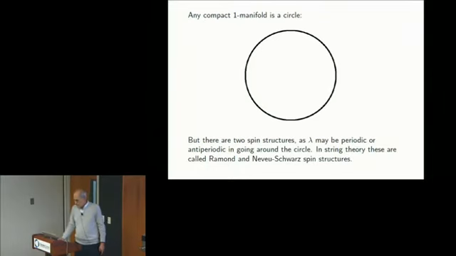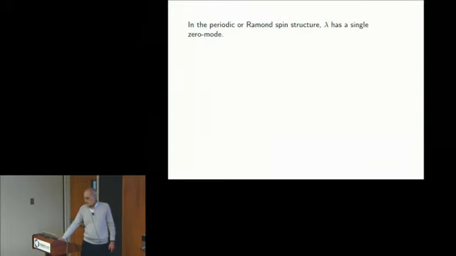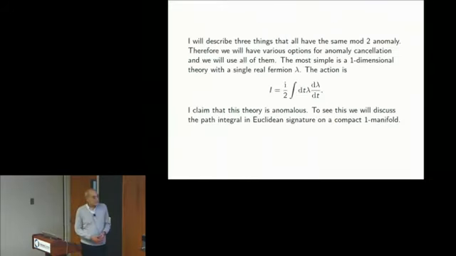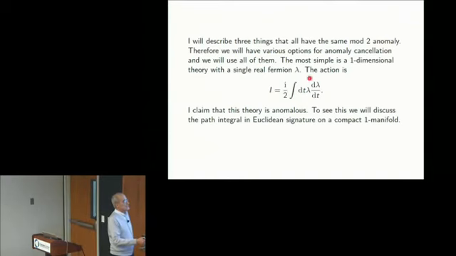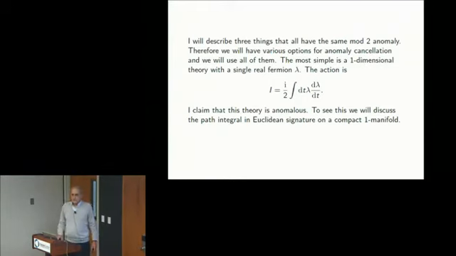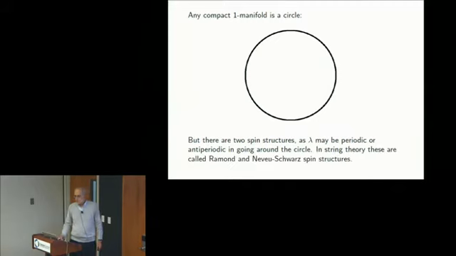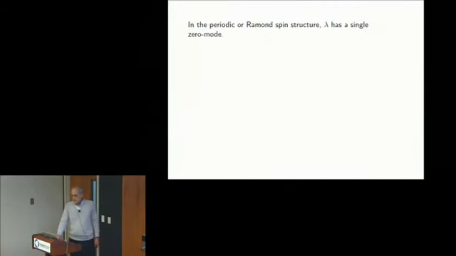So in string theory, these would be called the Ramond and the Neveu-Schwarz spin structures, corresponding to periodic and anti-periodic. In the periodic, or Ramond, spin structure, lambda has a single zero mode. Namely, the Dirac equation, which you deduce from this Lagrangian, says just that d lambda/dt is 0. So a solution of the Dirac equation is constant, but in case it's supposed to be anti-periodic, that forces lambda to be 0, and there's no global solution of the Dirac equation. But if lambda is supposed to be periodic, it can be a perfectly happy constant on the circle. So in the periodic spin structure, lambda has a single zero mode.